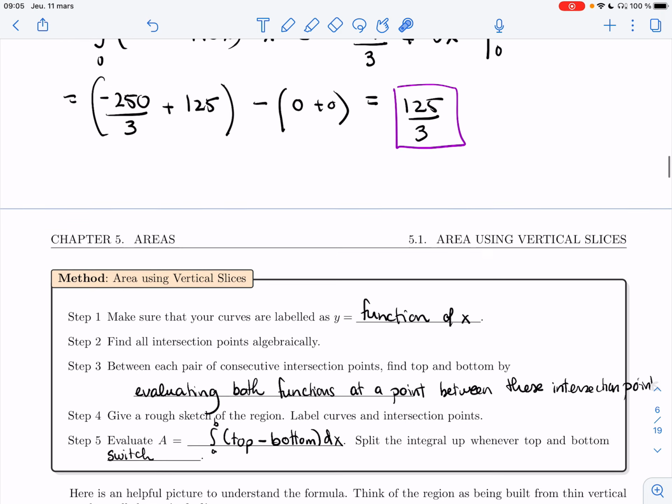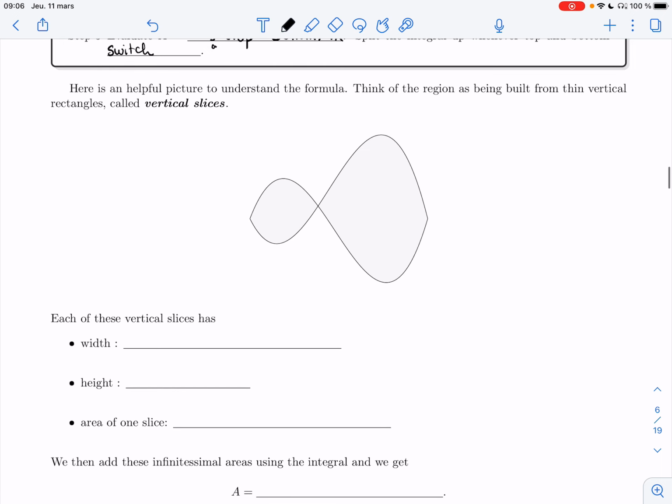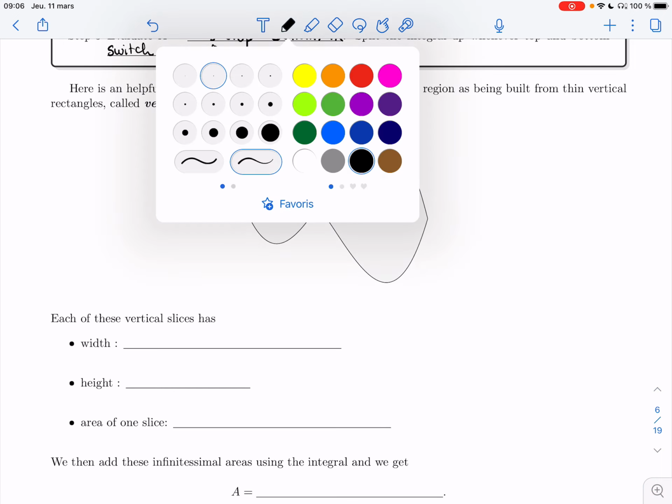All right, so here's a helpful picture to understand the formula. Think of the region as being built from thin vertical rectangles. In the proof of the formula, we use regular rectangles, but we use n of them. When we took the limit as n goes to infinity, you could think of them as shrinking the width of the rectangles until it's really just a little stick. All right, so let's draw one of these sticks.